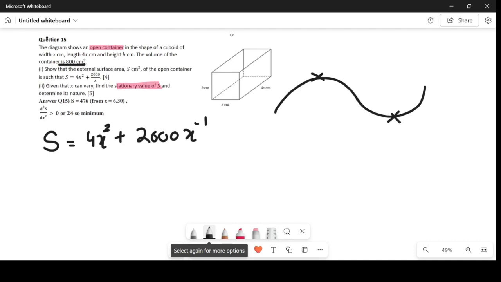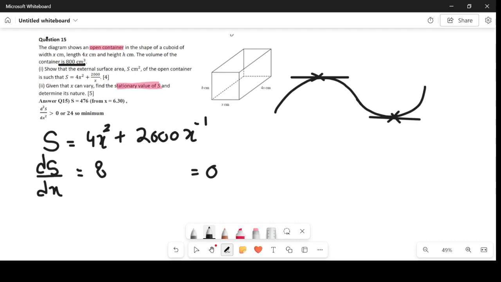But we know that if it's a stationary value, then the derivative is going to be 0. And the derivative in this part would be ds upon dx, not dy by dx, but ds by dx. Okay, let's find the derivative and equate it to 0. We'll get 8x minus 2000 x power minus 2 because the power gets reduced by 1, and equate it to 0. Now let's solve it.